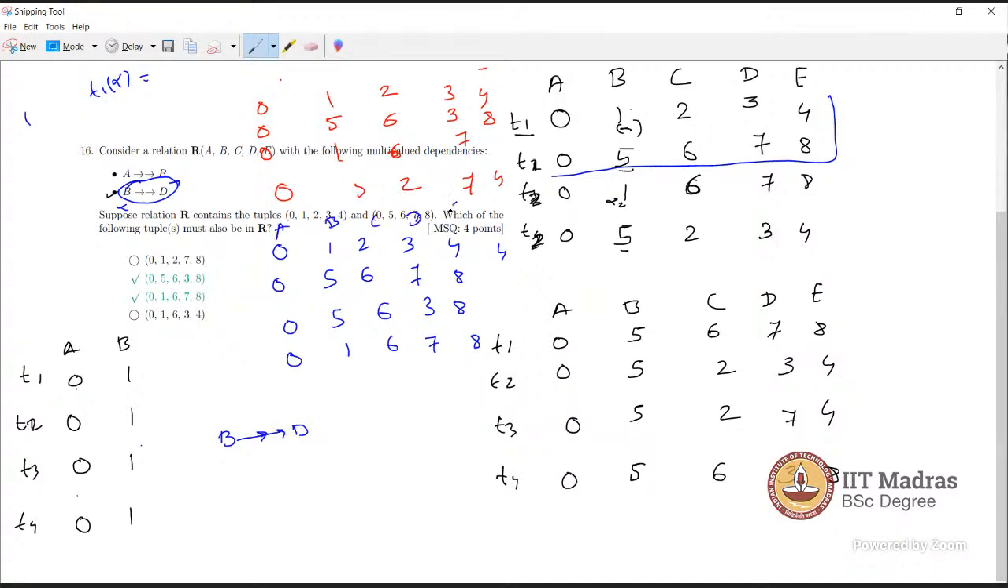So here you already know the actual tuples, right? If we create this combination, it will satisfy, because if you interchange the D value, keeping the B's same. So that is here 7. So instead of 3, it is 7. And here instead of 7, it is 3, because B is same. Now check 0, 1, 2, 7, 4. No, it is not there, right? 0, 1, 6, 3, 8.